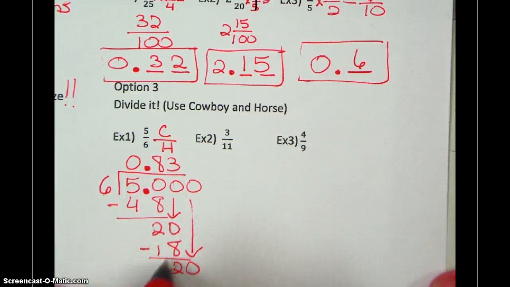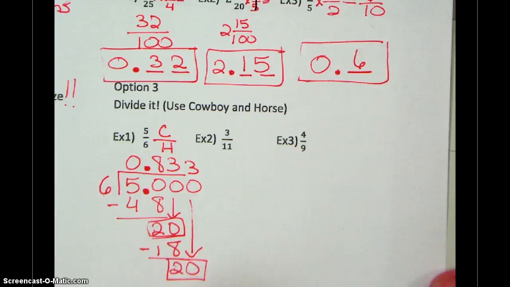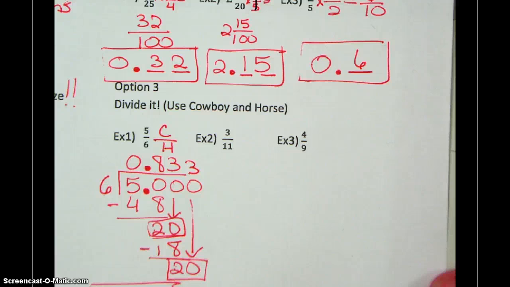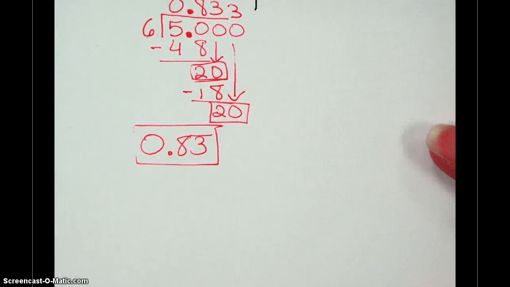Oh wait, I got 20 again. Notice how I have a 20 here and a 20 here, which means that it's going to go in 3 more times. So that means it is a repeating decimal. Now you only have to write the 3 one time. You don't need to write it any more than that. So 1 time, and then make sure that you put that repeating sign on top of it.